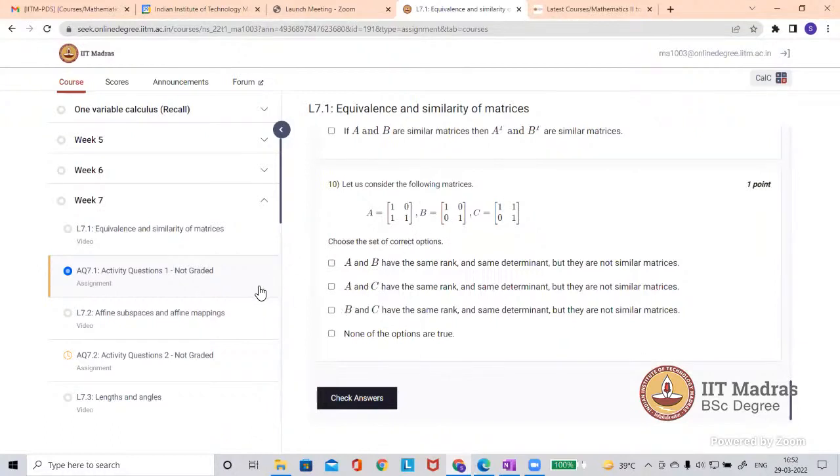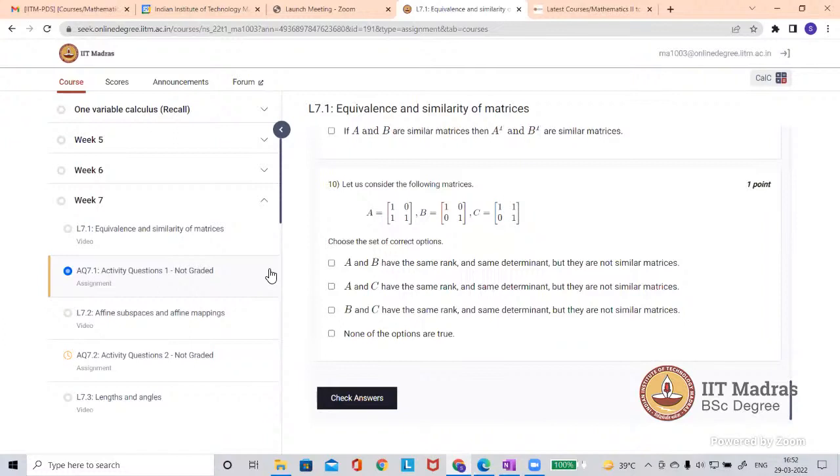Sir, in this question we have been given explicitly that A and B are similar, right? So how will we prove it is not similar, sir? Using this definition: B equals P inverse AP, or A equals P inverse BP.